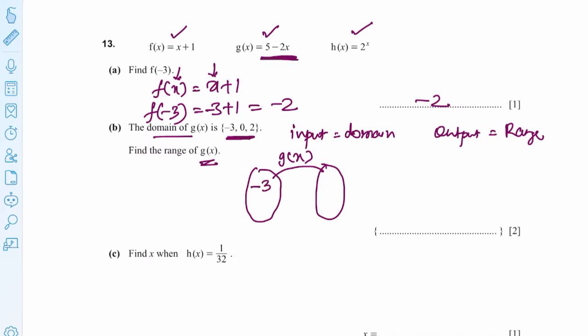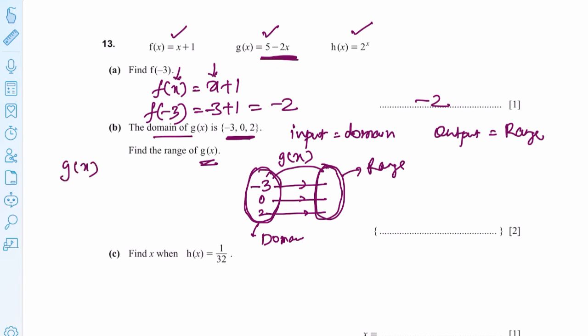What are the input values given? Minus 3, 0, 2. If I put minus 3, what am I getting here? If I put 0, what am I getting here? If I put 2, what am I getting here? That is the output, and this circle will be known as the range. This one will be known as the domain. Did you get it, everyone, clearly?